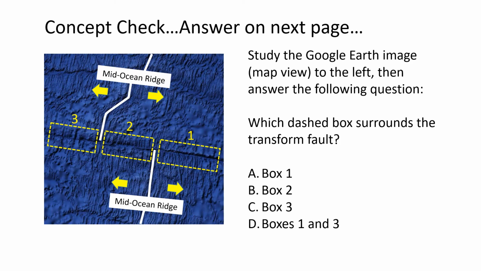And let's get some practice here. So again, here's a Google Earth image of the seafloor in the Atlantic Ocean basin off the east coast, that is east of the east coast of North America. So looking at that image, can you tell which dashed box would surround the transform fault? I'll give you a second to answer.